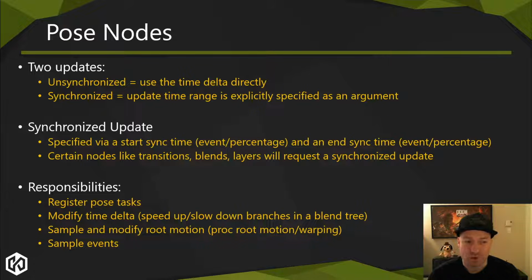There's not many nodes that trigger a sync update. Fundamentally, it's either transitions or blends. Layers are essentially just blends. So those are the three things that will basically switch between unsync to sync. Pose nodes, as I said, will register the pose tasks. They'll modify the time deltas. They'll get the events.